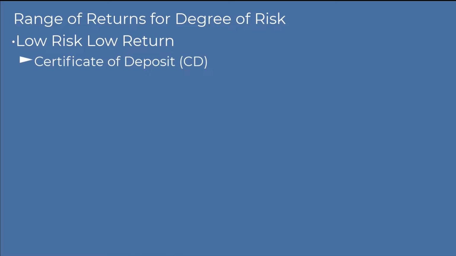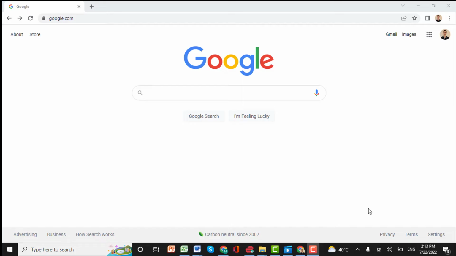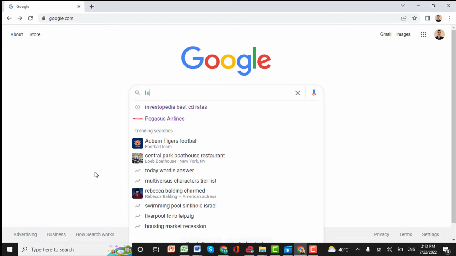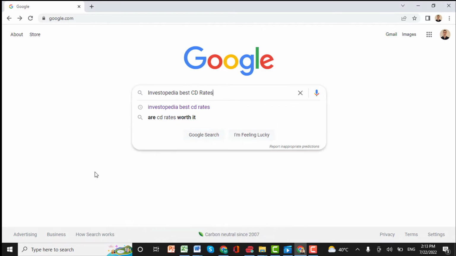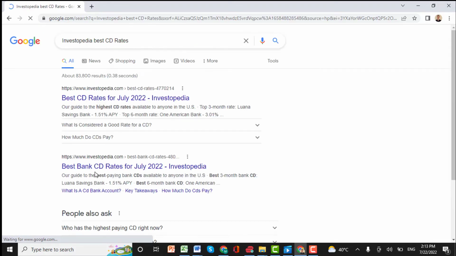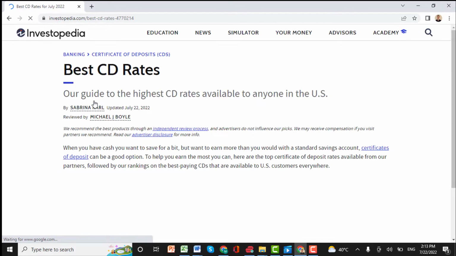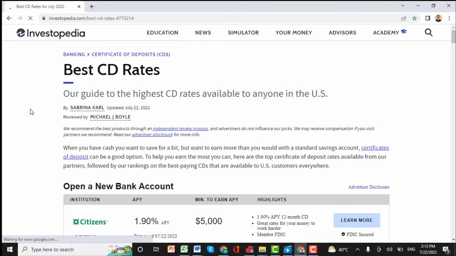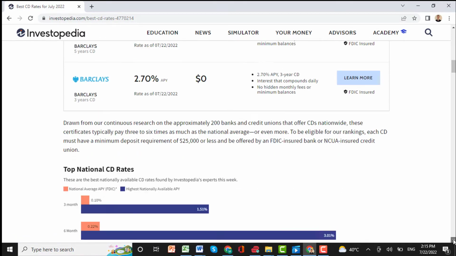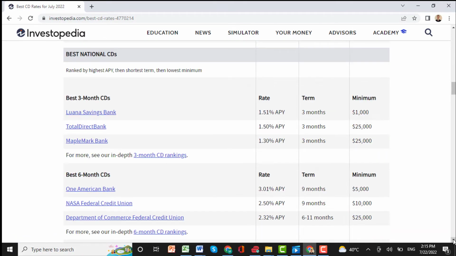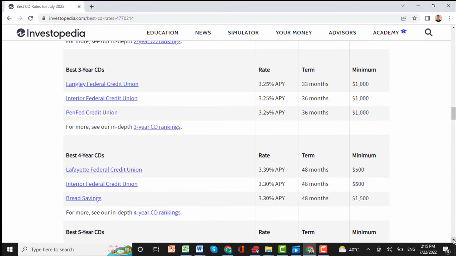And if you want to get more detail on the types of CDs out there and their current rates, you can actually just search in Google for Investopedia Best CD Rates. And if you go to the Investopedia website, they have a great up-to-date summary of the best CD rates across the United States. And if you just scroll down a little bit, you can see that they give you the banks with the best CD rates by term, starting with 3 months and then going all the way down to 10 years.